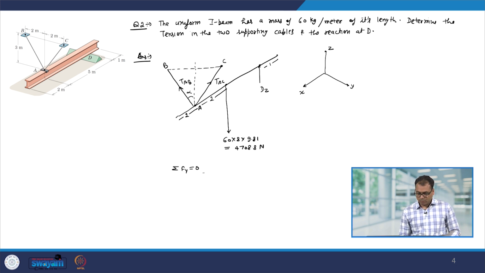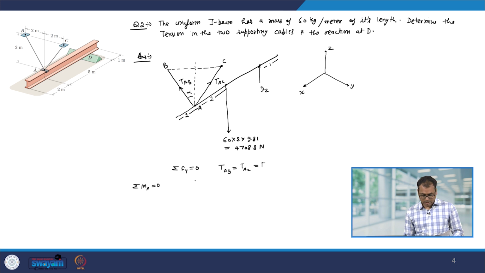So, summation Fy equal to 0 is going to give you TAB equal to TAC equal to T. Also, from the symmetry you can see that TAB equals TAC equals T. Now, let us calculate the moment about A. So, summation MA should be equal to 0.